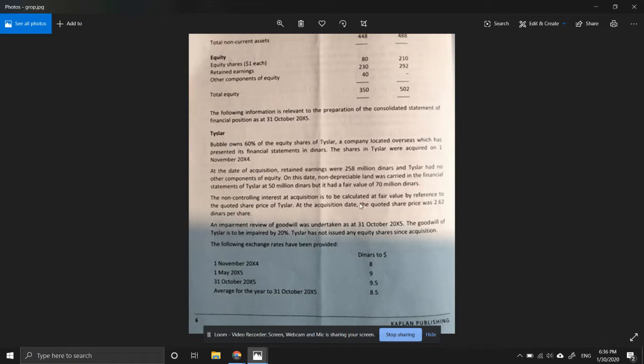The non-controlling interest is to be calculated at fair value, by reference to the quoted share price. So the share price is 2.62. The impairment of goodwill was undertaken as at 31st October; goodwill has been impaired by 20%. Teisler has not issued any equity shares since acquisition.